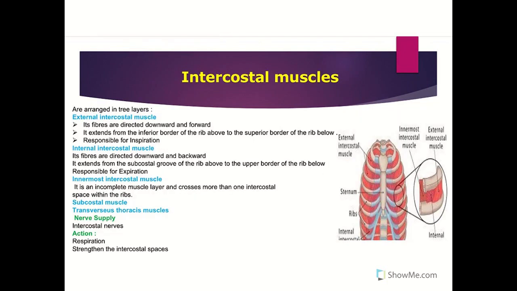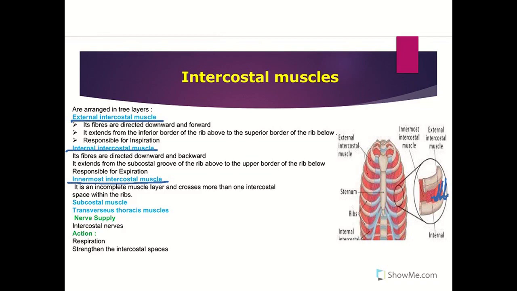What about the intercostal muscles? We have 3 types of intercostal muscles. The first one is called external intercostal, the second one is called internal intercostal, and the third one is called innermost intercostal. So they are arranged as layers. The external intercostal, the direction of the muscle is downward and forward. So let's say this is the external intercostal, the direction of fibers will be like this, downward and forward. This is the first layer.